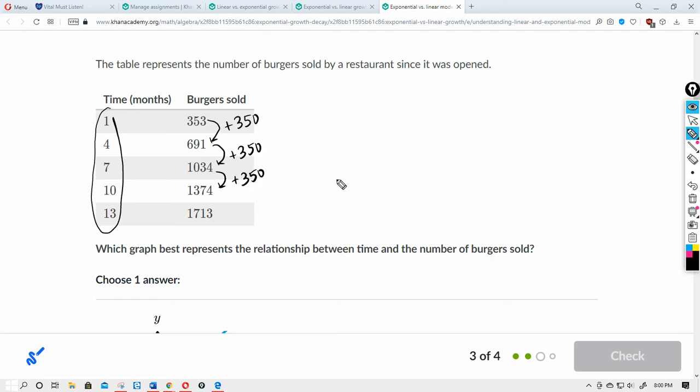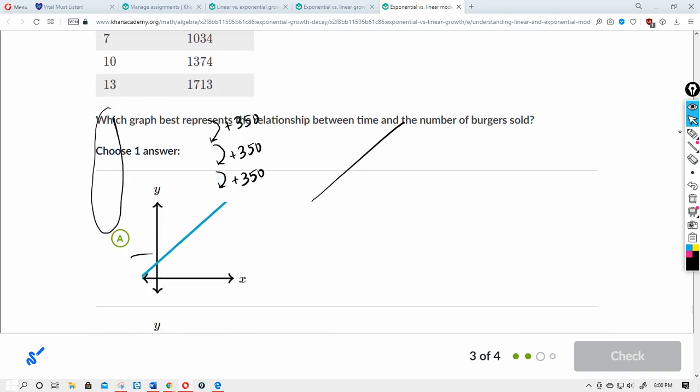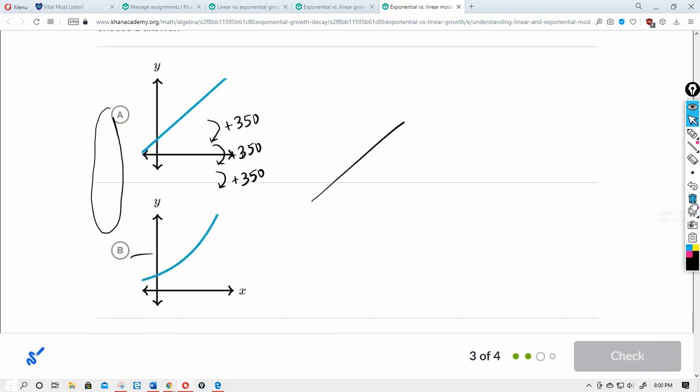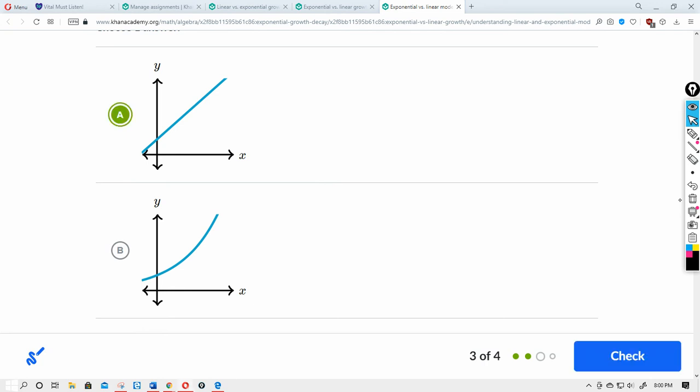Okay, so that means the graph is going to be a line. Okay, they're going to ask you the graph here. So it's either A or B. Has to be A.